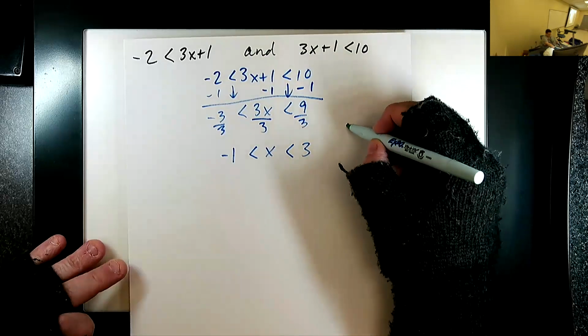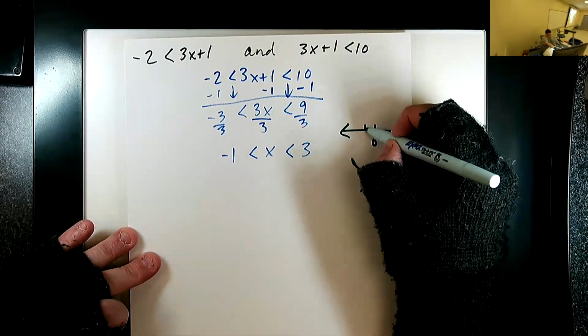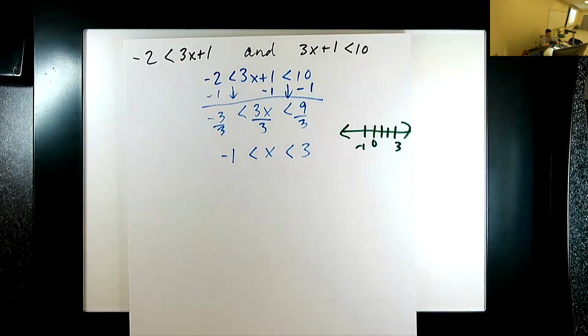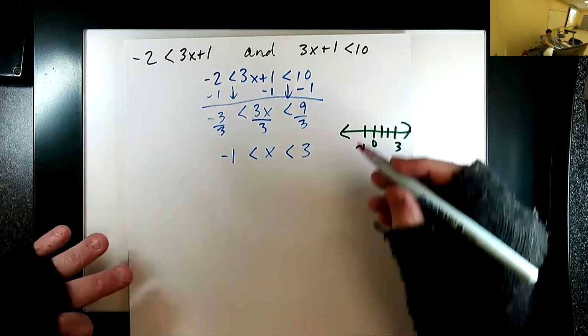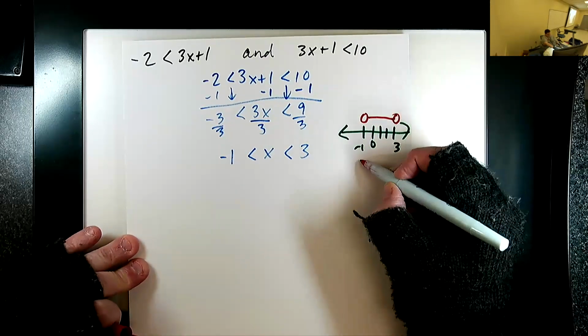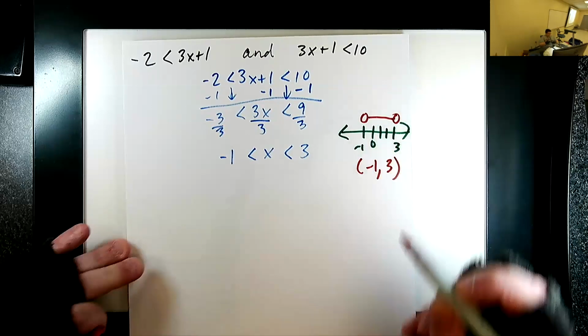We put that on a number line. We got 0, -1. And we are looking at between -1 and 3. -1, 3.